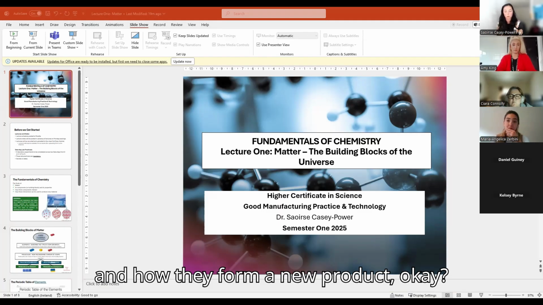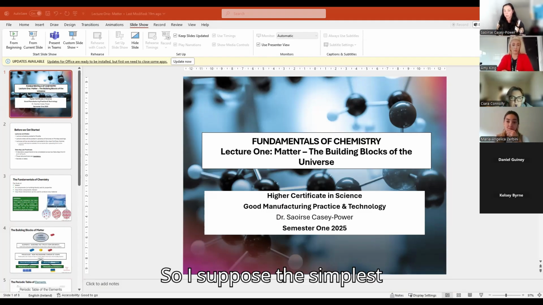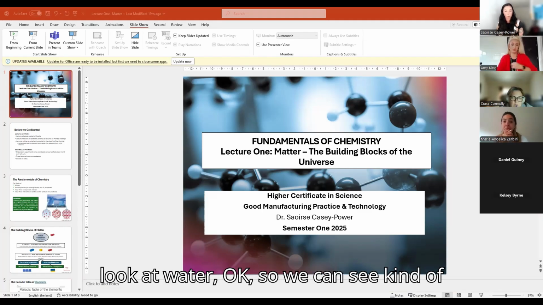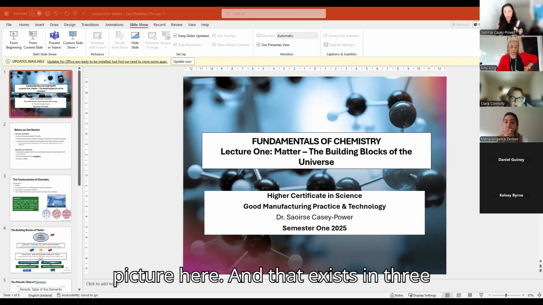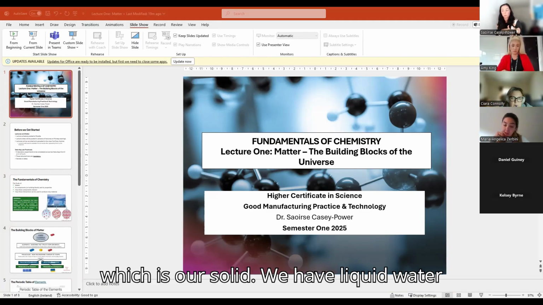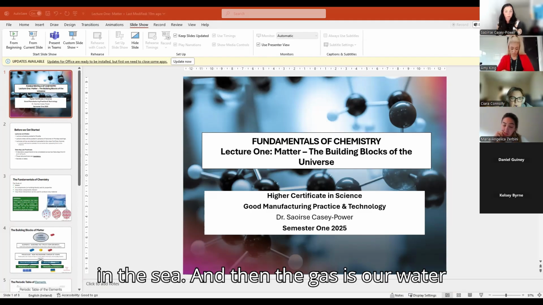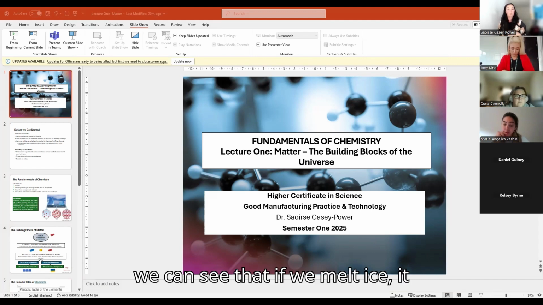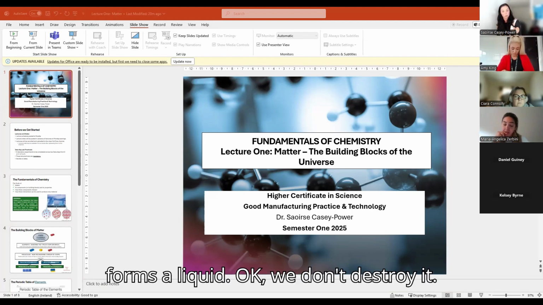We're just taking starting materials, looking at the interactions between them and how they form a new product, okay? So I suppose the simplest explanation of this is if we were to look at water. We can see different variations of water in this picture here, and that exists in 3 states. All right, so we have our ice, which is our solid, we have liquid water in the sea, and then the gas is our water vapor in the air, okay? So we can see that if we melt ice, it forms a liquid, okay?